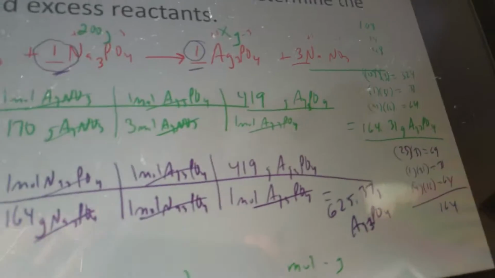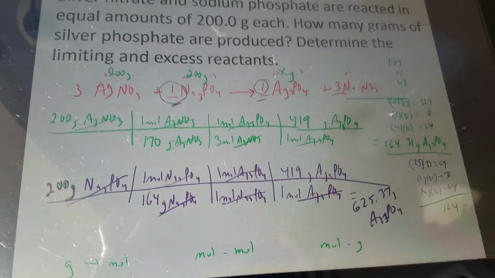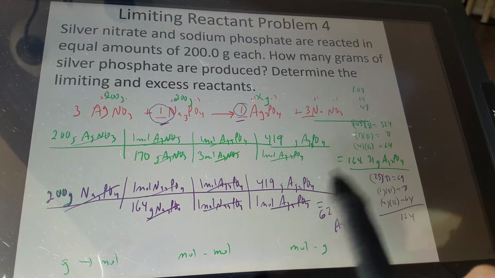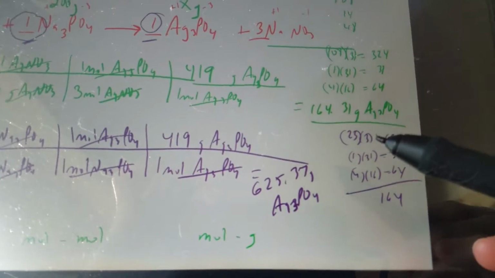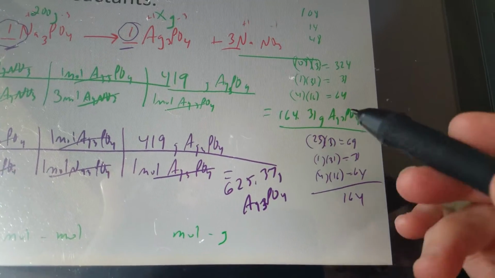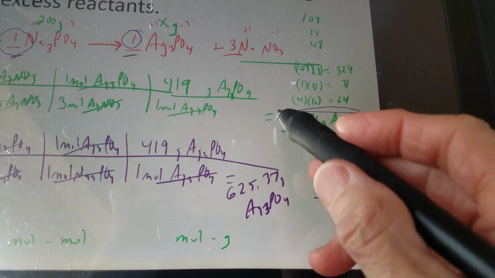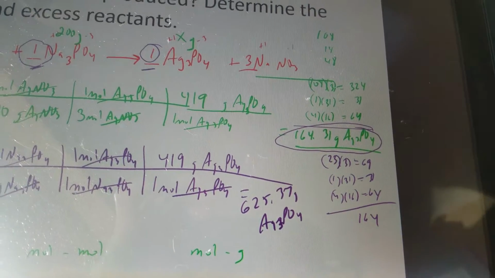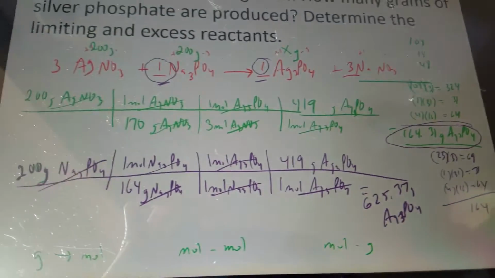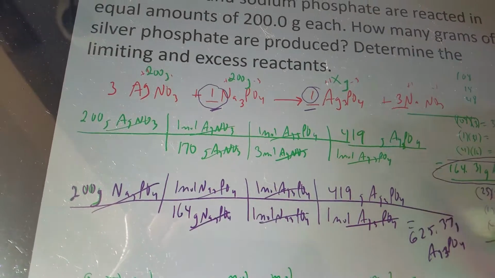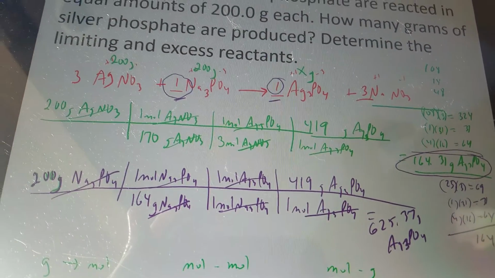Now that I have these 3 problems, I should be able to answer the 3 questions they asked me. So how much of the silver phosphate is produced? All I have to do is look at the 2 quantities I produced over here and pick the smaller one. So 164.31 is the amount that I would have produced, because once I produce that much, all of my silver nitrate is used up and I can't continue with the reaction.